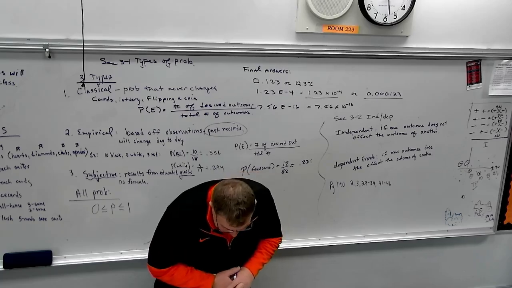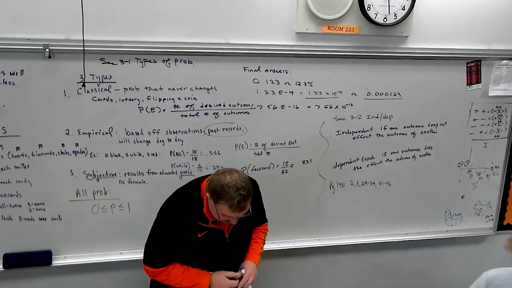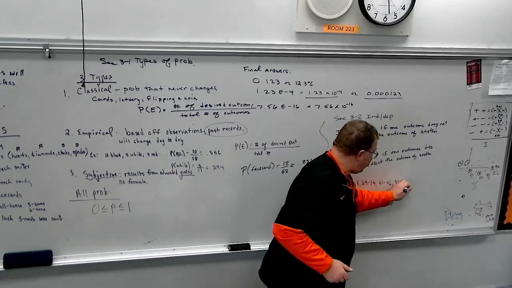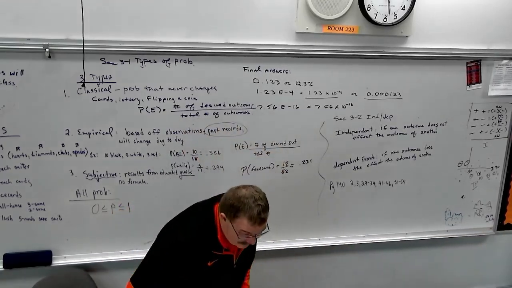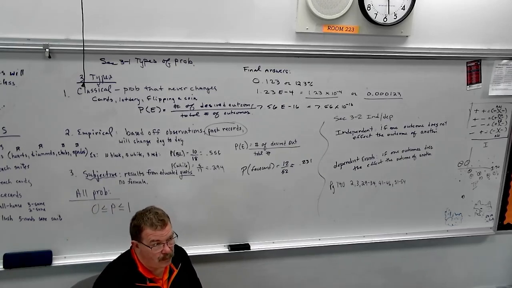Let me see if there's anything else on here. Oh, we could do a spinner wheel, 51 through 54. If you spin it, what's the probability of getting blue? You've got to look at it.